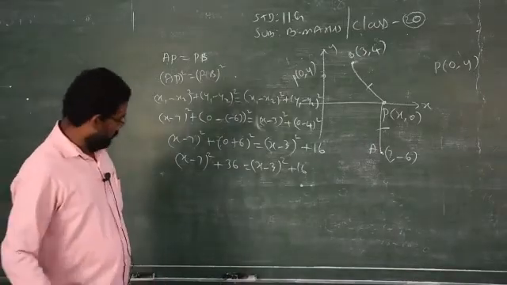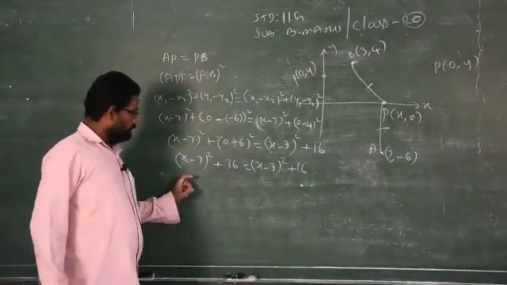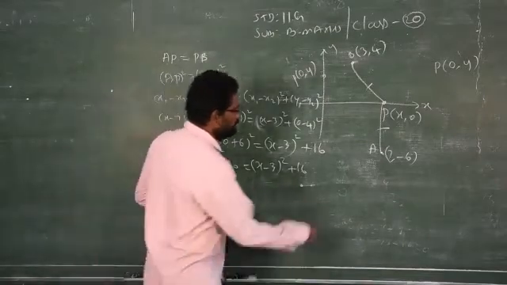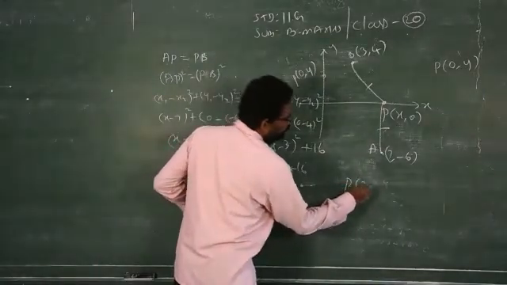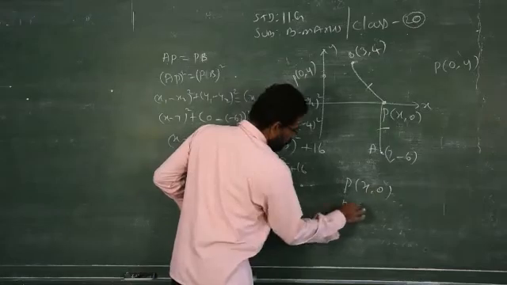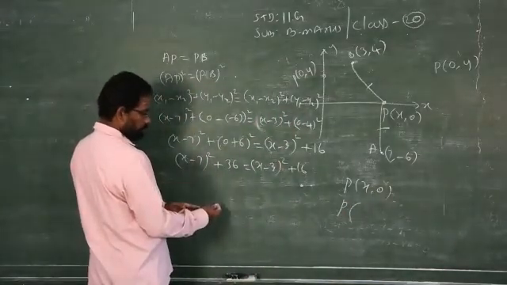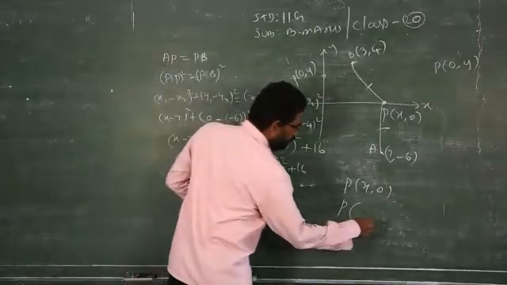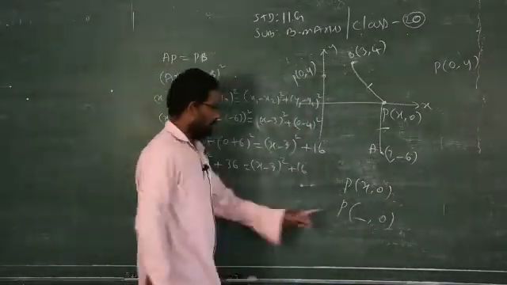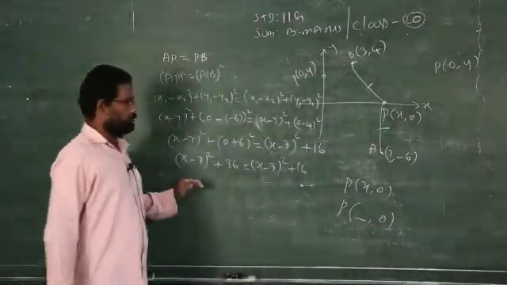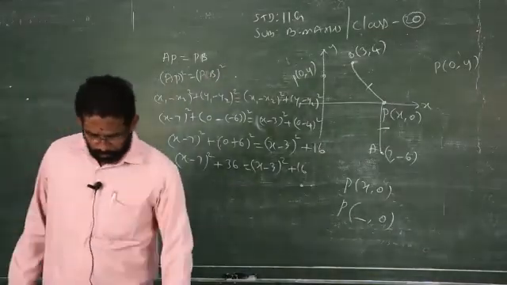Then you will get some number, and you find the value of x. After finding the value of x, you have to write P of x comma 0. P of whatever answer you get from this calculation, you have to write it there and then write comma 0. So simplify and find the value of x.